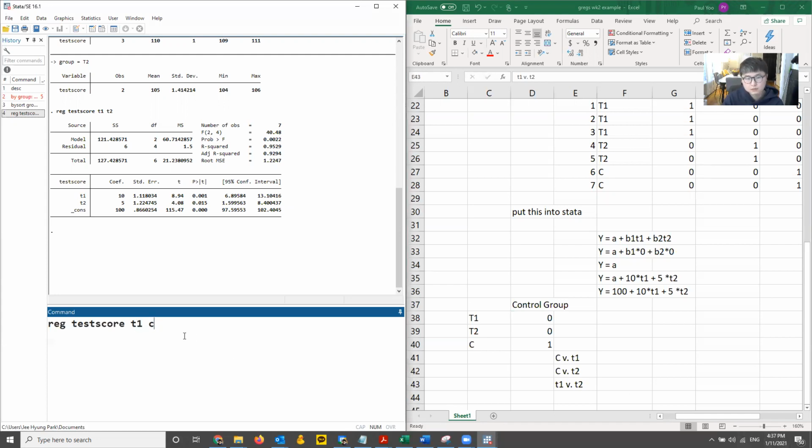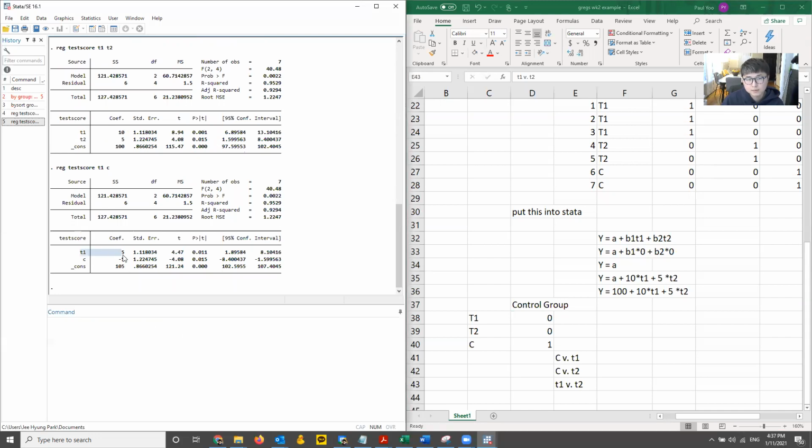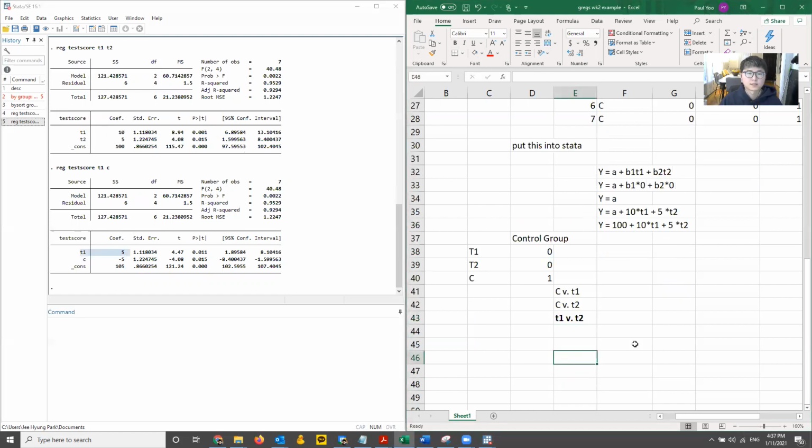And what I can tell is now this T1 tells me what the value is when you compare the means of T1 and T2. And this control group tells me the difference between the mean of the control group and T2. But to answer this third question, how do the treatment groups differ? I would be reading this line.